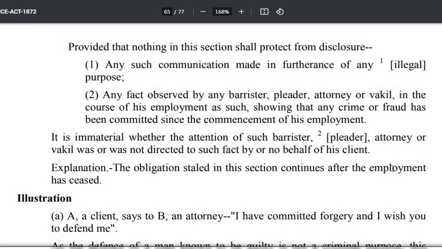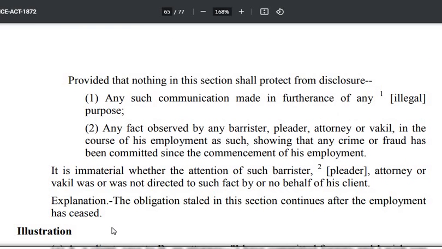Then the explanation: the obligation stated in this section continues after the employment has ceased. So that I already told you. So unless the client gives the consent, the lawyer cannot give the evidence of the fact. And if he gives the evidence, then that will not be allowed. So is that fine?